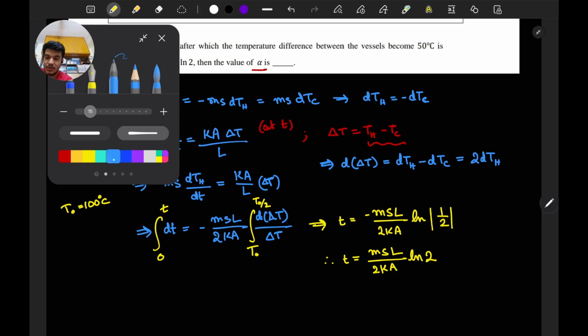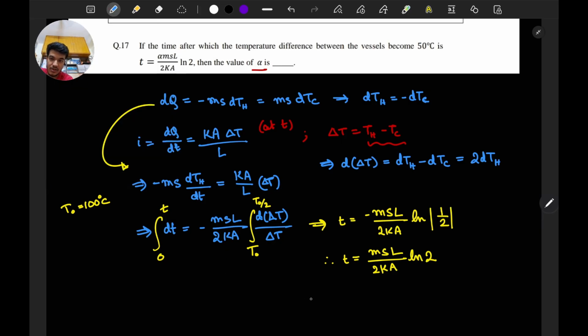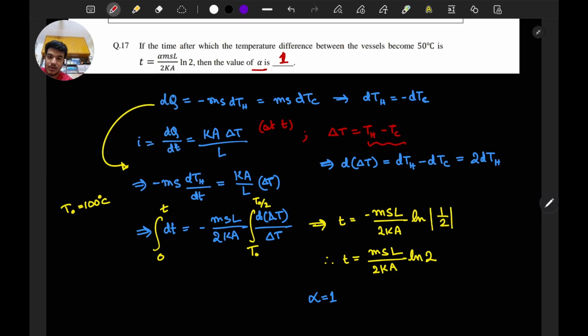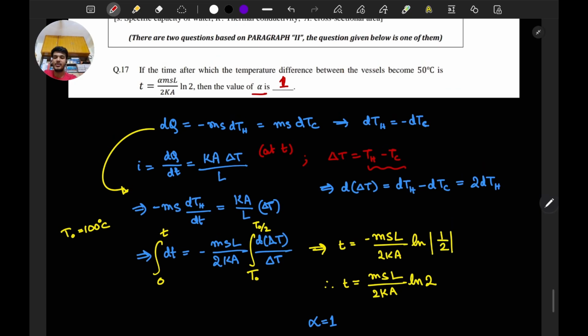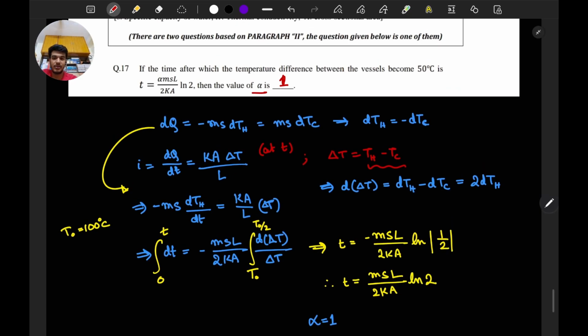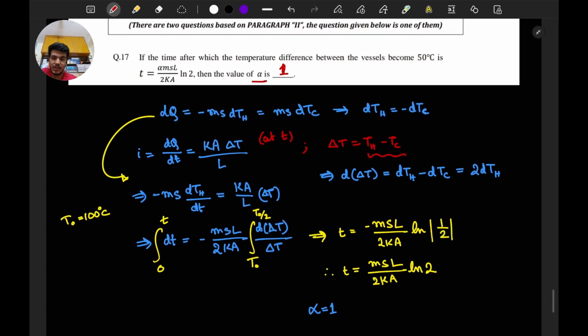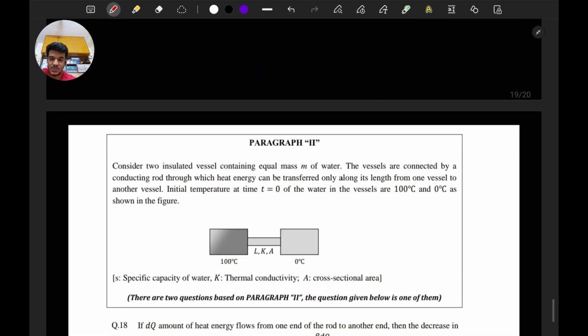So from here we can easily see that alpha equals 1. So the answer to the first question is 1. Question 17 is a very easy question also, there is no difficulty in here. So let us move on to the second part of this paragraph.